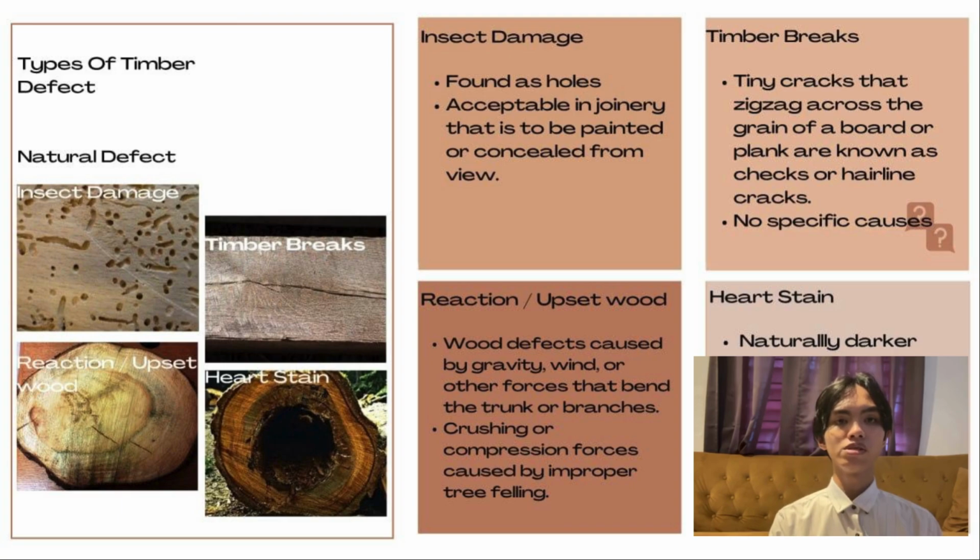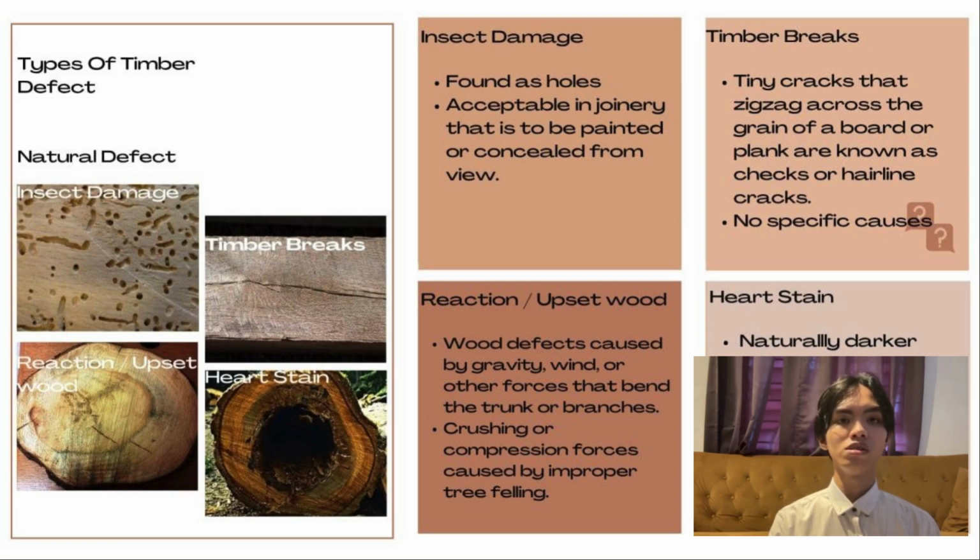Another type of defect is reaction wood, also known as upset wood. This occurs when a tree grows under uneven pressure, such as leaning on a slope or being exposed to strong wind. To support themselves, trees form this denser, abnormal wood called reaction wood. This wood often has irregular grain and may twist, warp, or shrink unevenly during drying. It's harder to work with and often structurally weaker. Additionally, improper felling of trees can also create compression or crushing damage, especially near the base of the trunk, which further weakens the timber. The final defect is called heart stain.